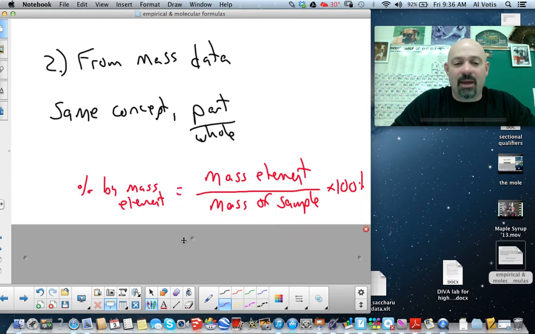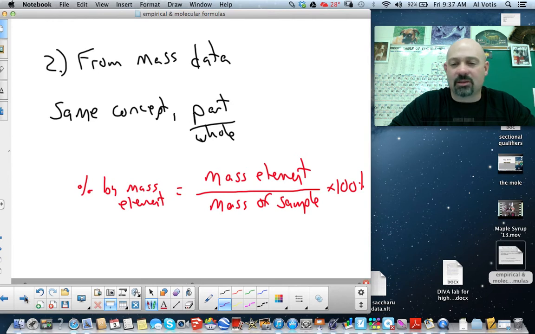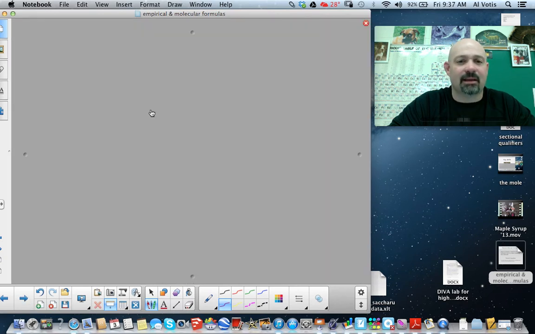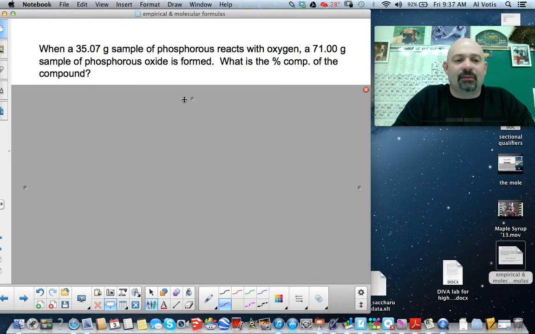So your percentage by mass for an element is always the mass of the element divided by the mass of the sample times 100%. The percentage just gives us a percent value at the end. So here's our example. If I have 35.07 grams of phosphorus reacting with oxygen, we form a 71 gram sample of phosphorus oxide. What's the percent composition?